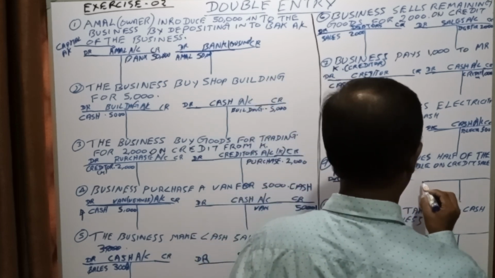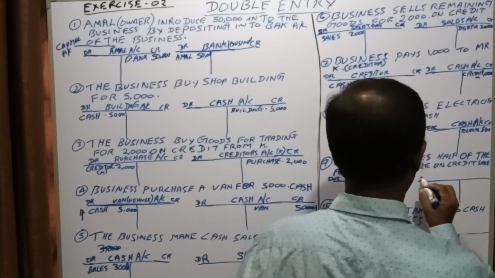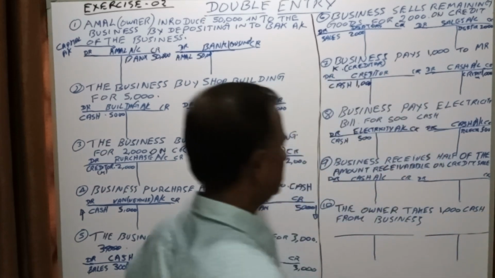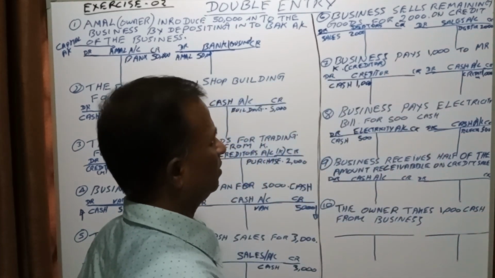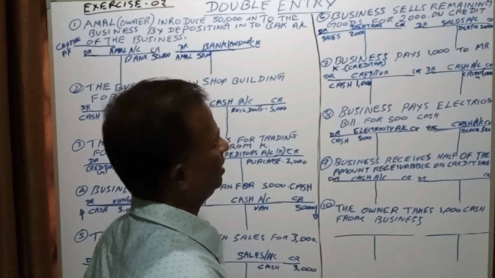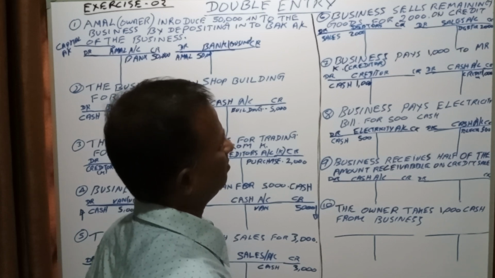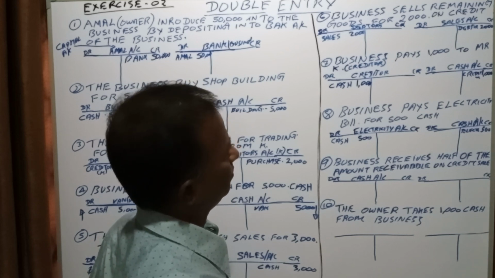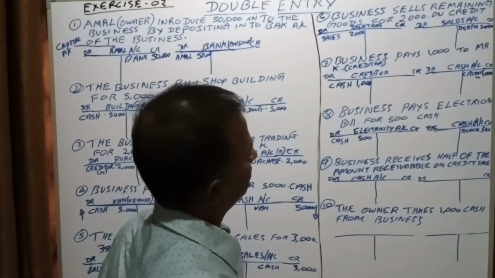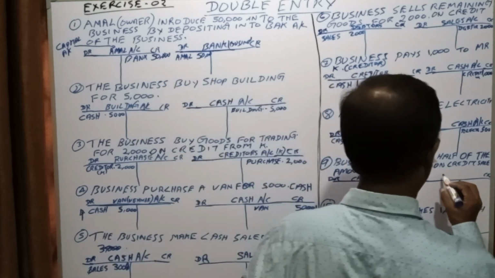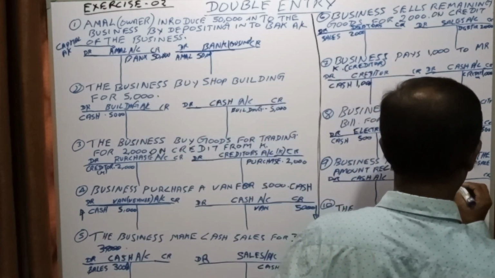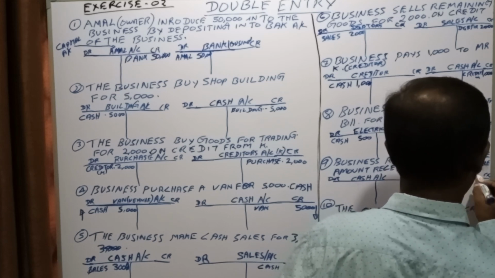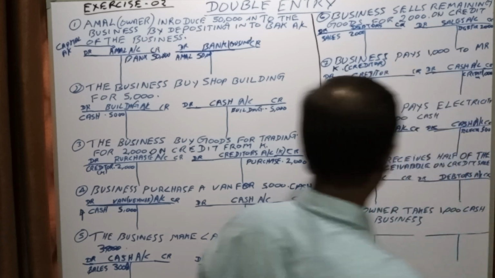The other one is, what is the other account affected? He is the debtor. Okay, business sells remaining goods for credit. He is a debtor. Okay, the debtor's account is going to be affected.